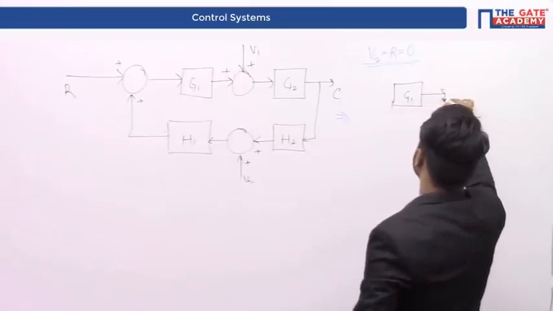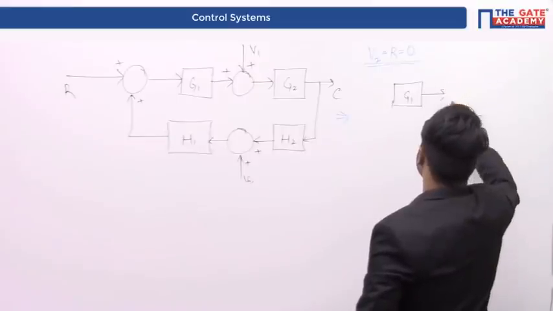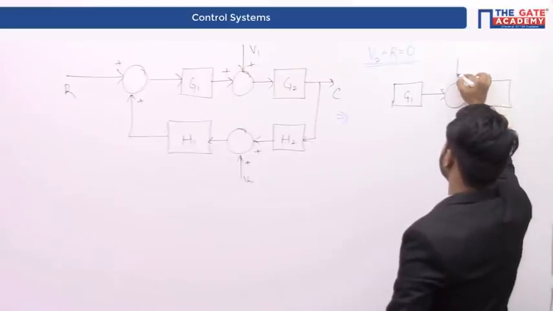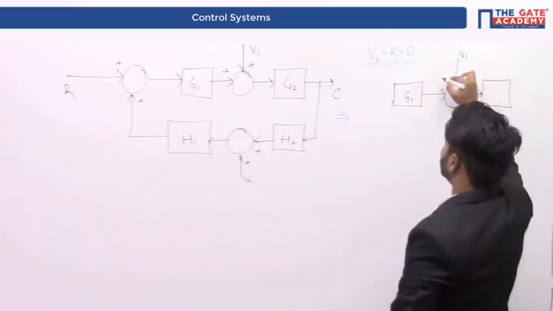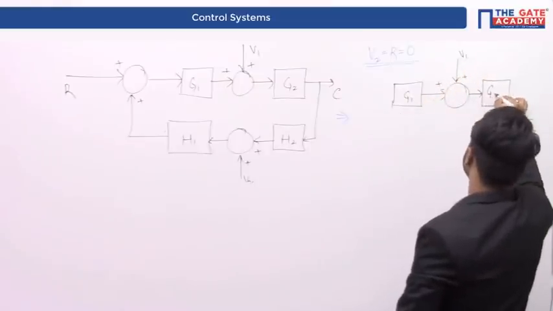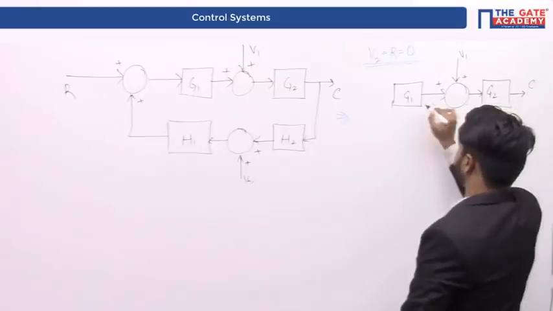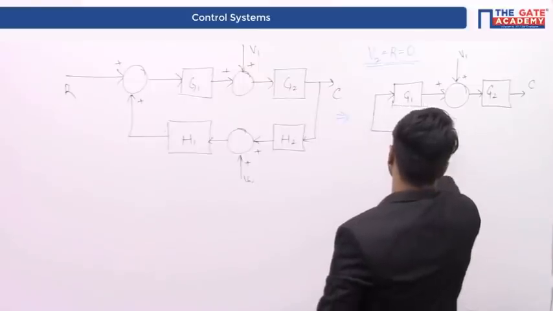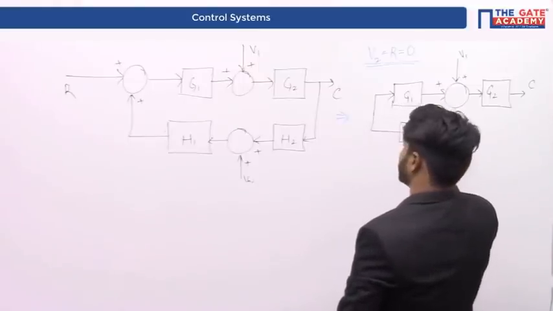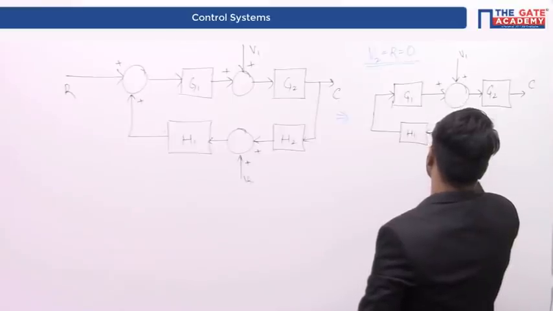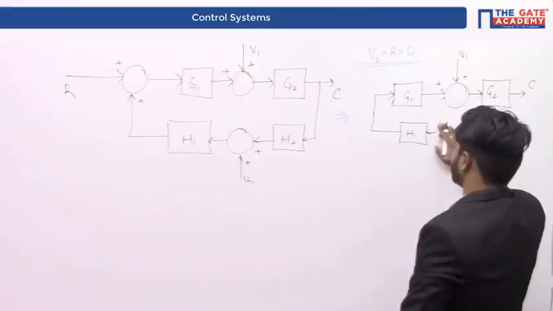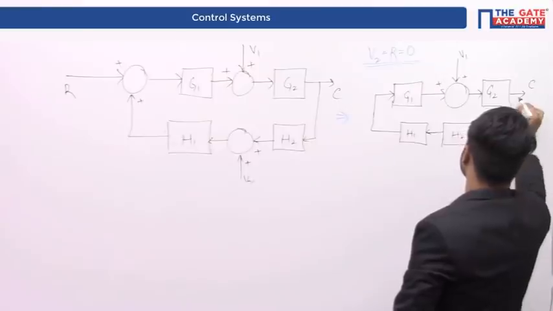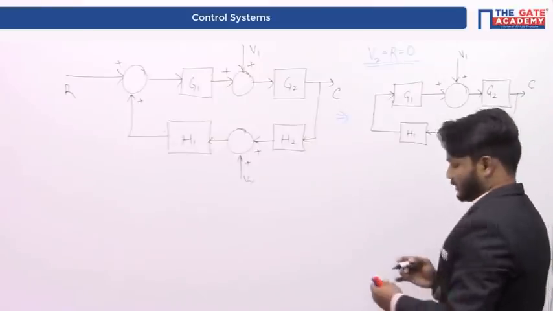G1 here, this summing point has to be present because V1 we are feeding to this summing point only, and this is G2 and this is the output C. Sorry, this summing point can be removed, and H2. This is the scenario now.